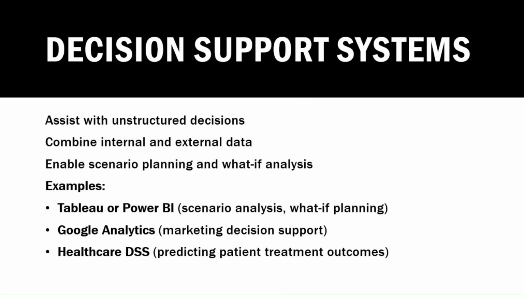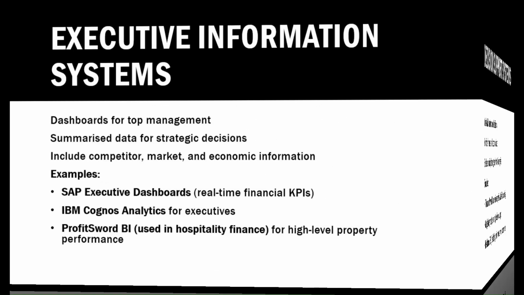Decision support systems. Decision support systems help managers make semi-structured or unstructured decisions using data models. Examples include Tableau or Power BI for scenario analysis and what-if planning, Google Analytics, which supports marketing decisions with customer insights, and healthcare decision support systems, which predict patient treatment outcomes.